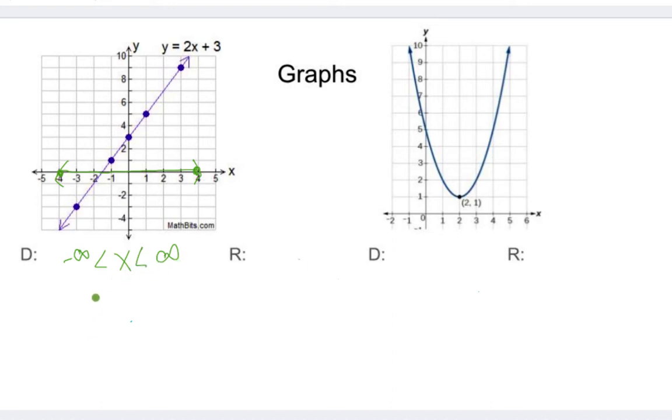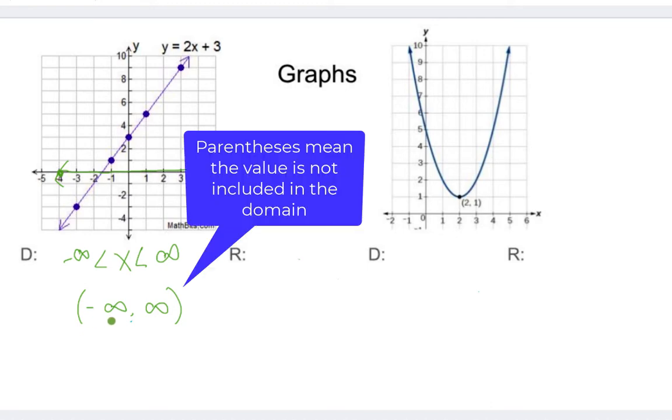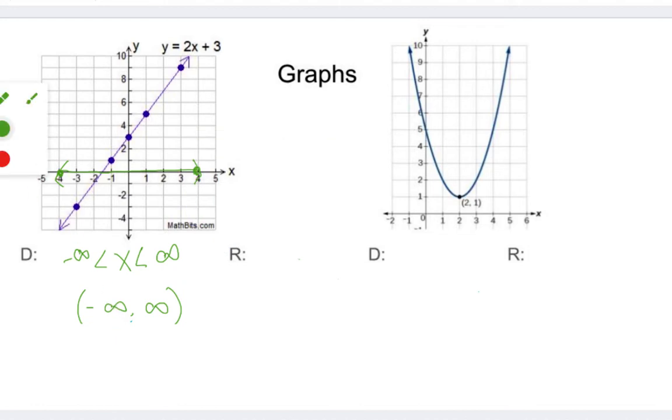Now, mathematicians are lazy, so we're not going to write it like this. We're going to write it so it looks kind of like a coordinate. So there's parentheses, negative infinity, comma, positive infinity, and another parentheses. Now, these parentheses mean that the negative infinity is not included in the domain. That's because negative infinity is not a number, it's an idea.